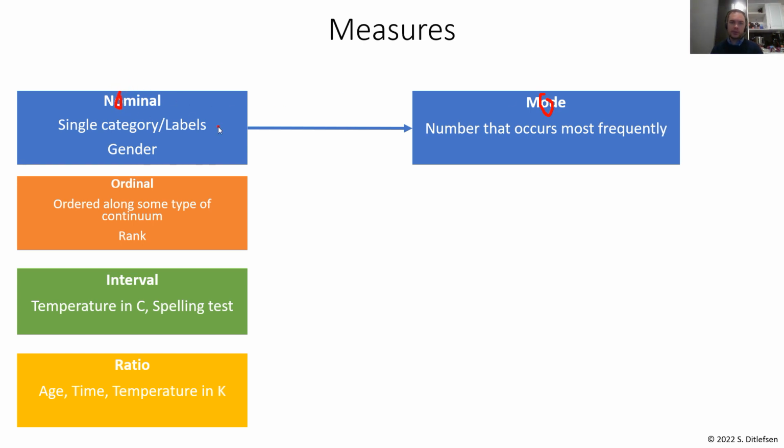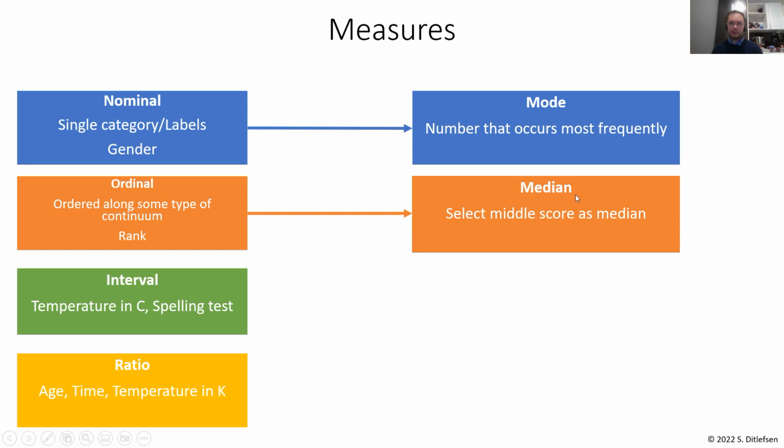It's easy, if you know this, it's easy for you to remember them on the test. So the number that occurs most frequently, that is the mode. Okay, ordinal. How can we measure the center? We measure with a median. So we select the middle score as the median.